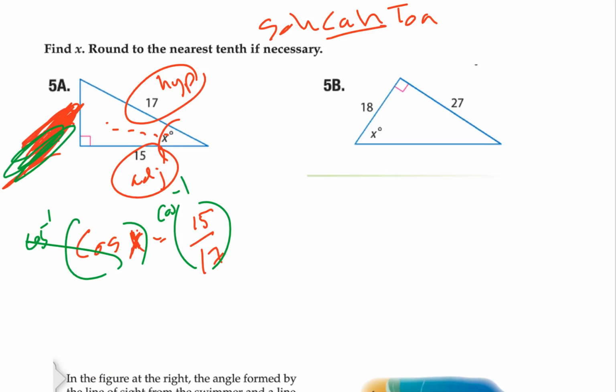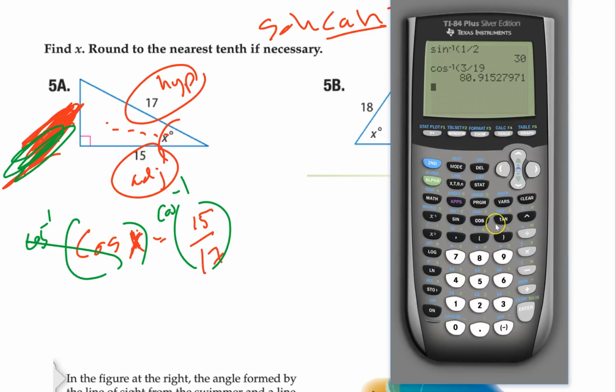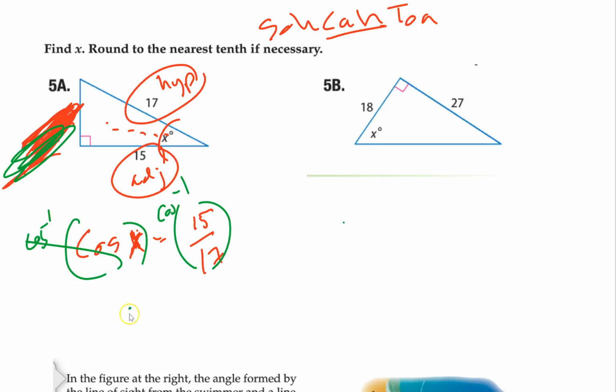These cancel, and your answer is going to be whatever cosine inverse of 15 over 17 is. So second cosine, 15 over 17. So 28.1 about. So x is roughly 28.1.